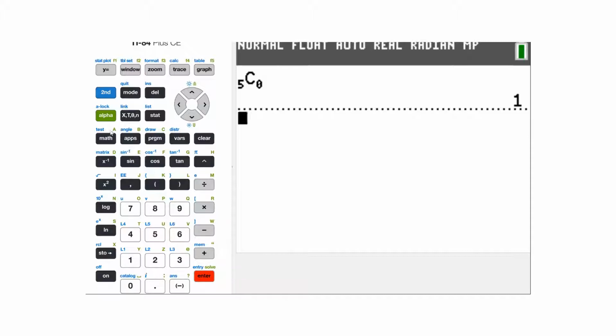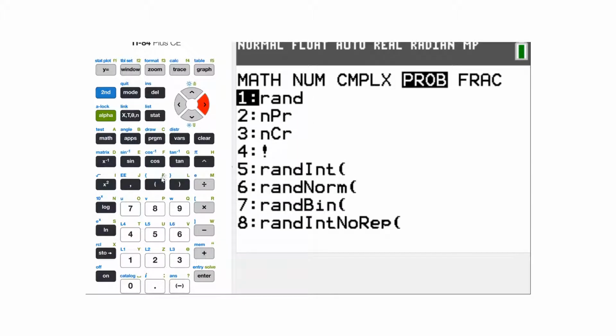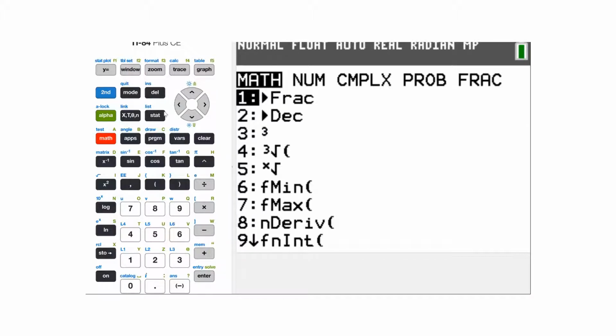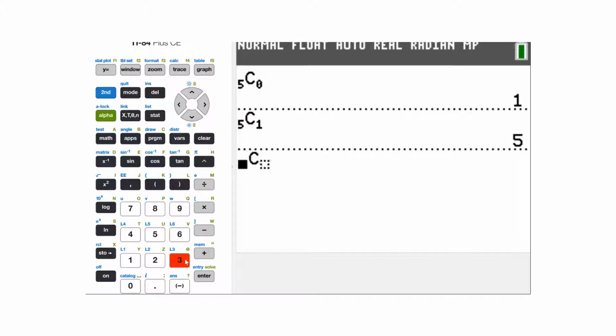But I've got to now go to 5C1, excuse me. So I'm going to hit math and go back over here to probability. Hopefully this won't take too long. I'm going to choose option 3, and I'm going to hit 5. And this time I'm going to hit 1, and I'm going to hit enter. And that binomial coefficient is 5. So what about when it's 5C2? Math, probability, option 3. This time I've got 5C2. And that's going to equal 10.